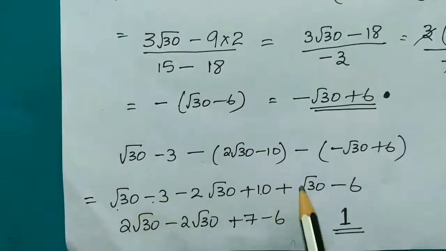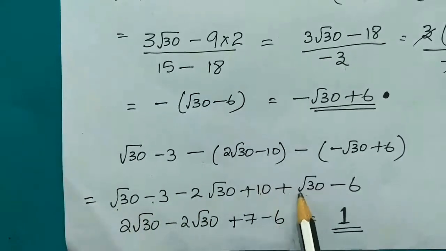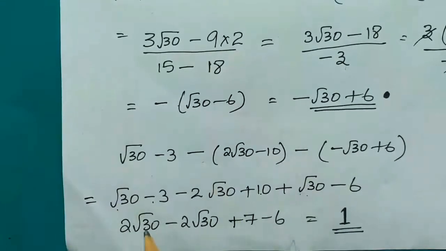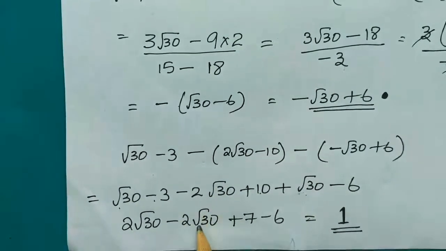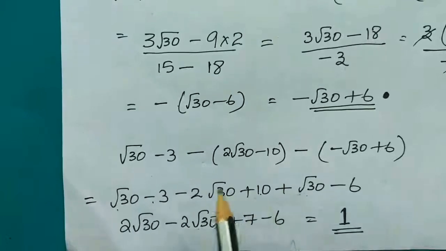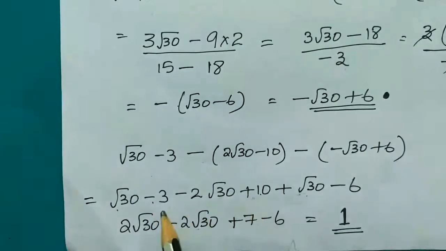What is 1 root 30 and 1 root 30? It is 2 root 30. If there is nothing there, just take it as 1. So 2 root 30 minus 2 root 30 cancels. What is negative 3 plus positive 10? It is positive 7; you subtract and put the sign of the bigger number. And negative 6. What remains is 7 minus 6, which is equal to 1. So 1 is the final answer.